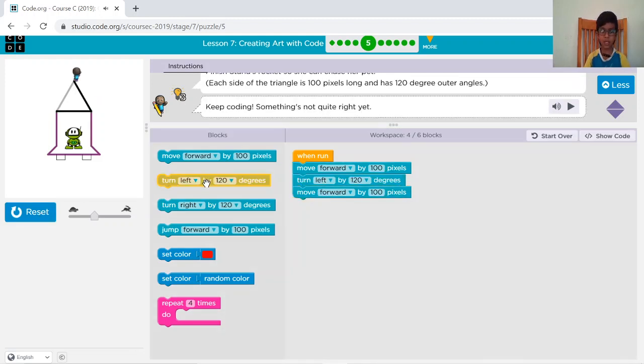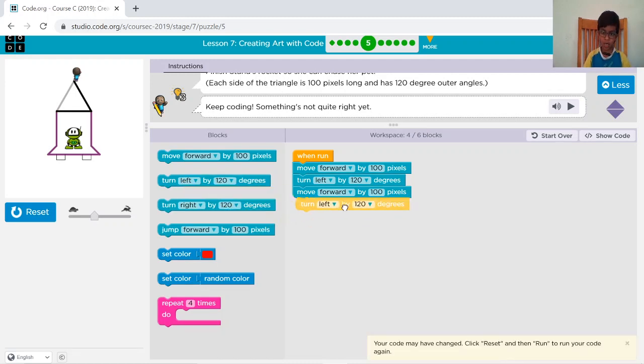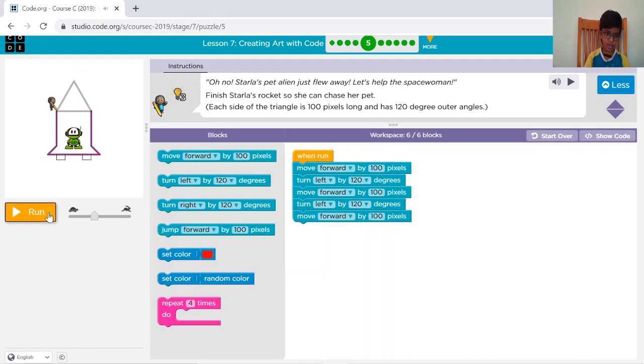Now it has to turn left by 120 again. Then it should move forward by 100 pixels again. Now let's hit run.